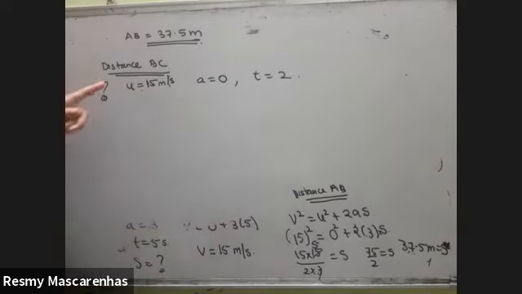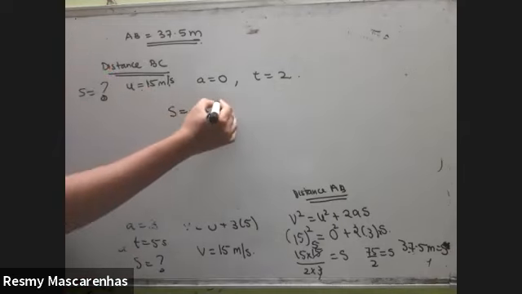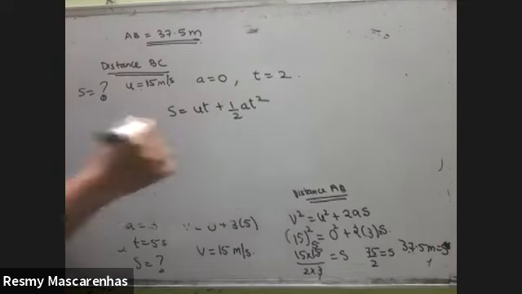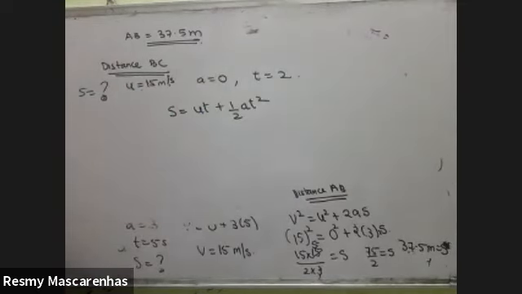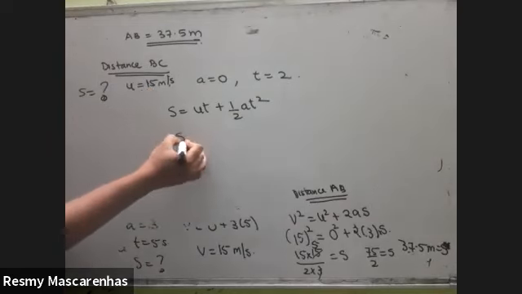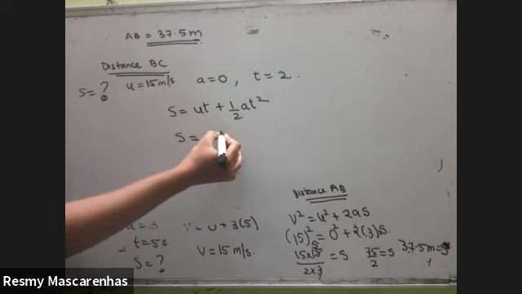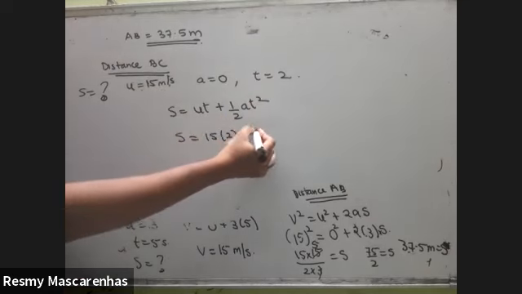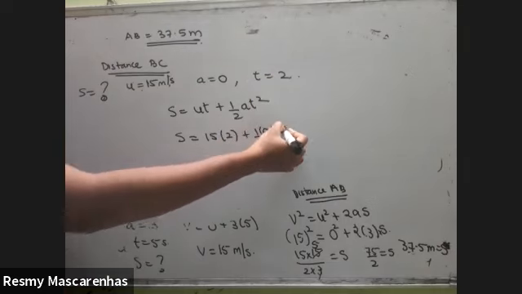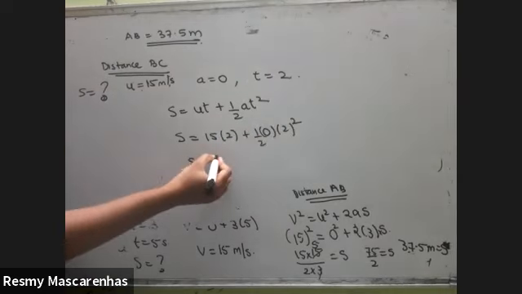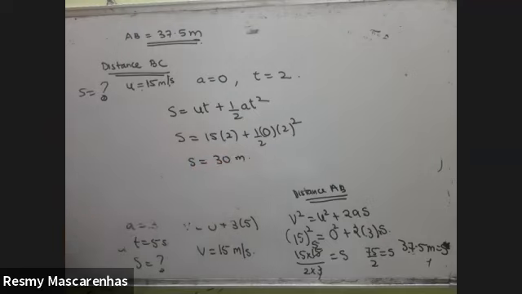You need to know what exactly you want to find. You want to find a distance. Definitely try to use the formula which doesn't have V in it, because we don't know what the final velocity is. You know the initial velocity at point B, that is 15. So this S we have to find. This is 15. Time is 2 seconds. And this whole thing will be 0. So this will give you 30 meters. This whole part will be 0.